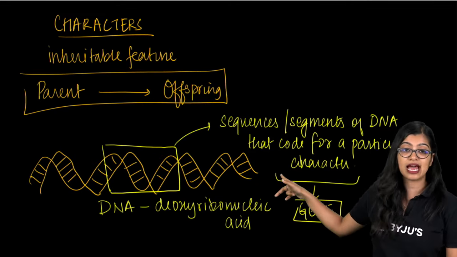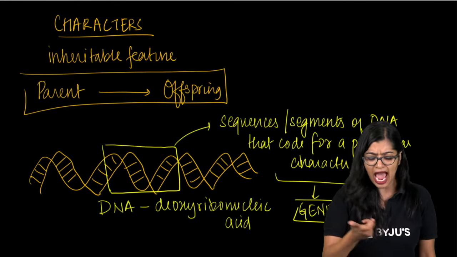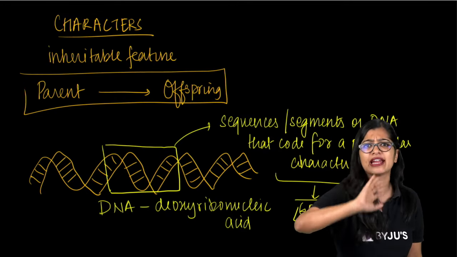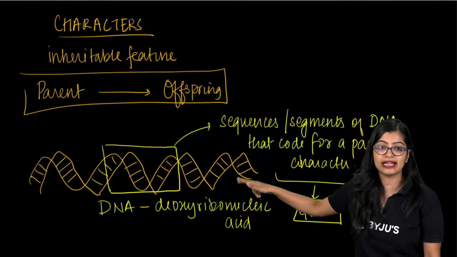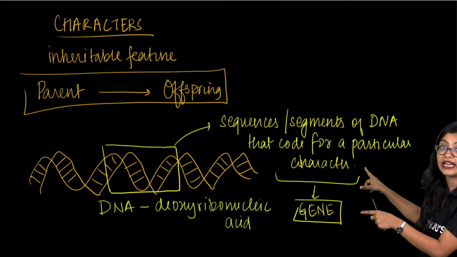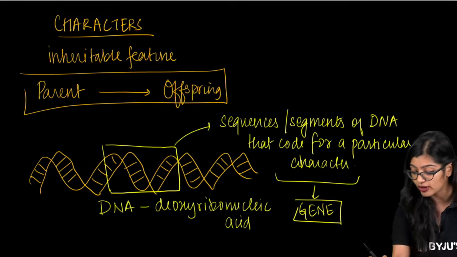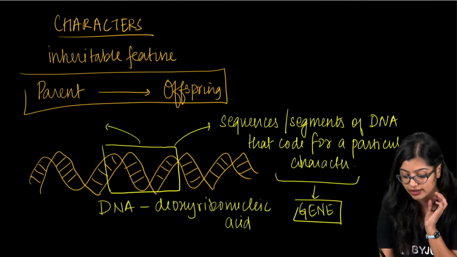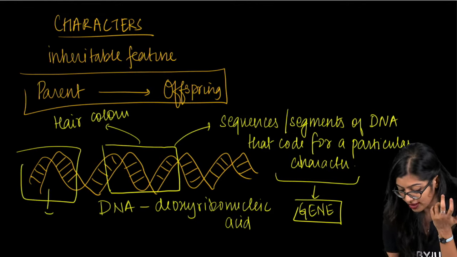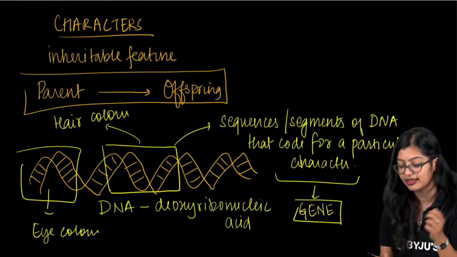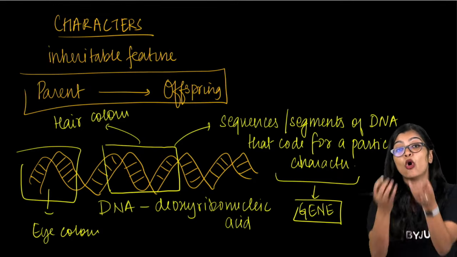Definitely. So what do we understand? We know that characters are nothing but features which can go from parent to offspring, right? And we know that if it is going from parent to offspring, DNA copying is taking place. But during this DNA copying, what exactly is happening is that in the DNA, there are parts, right? There are segments of the DNA that code for a particular character. So that segment tells me, okay, this is what the hair color should be, right? Or let's say this particular part says this is what the eye color should be, right? So I'm giving you a hypothetical example. So different parts of the DNA, or different sequences or segments, will hold information.